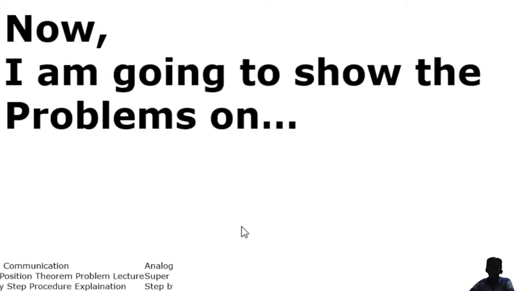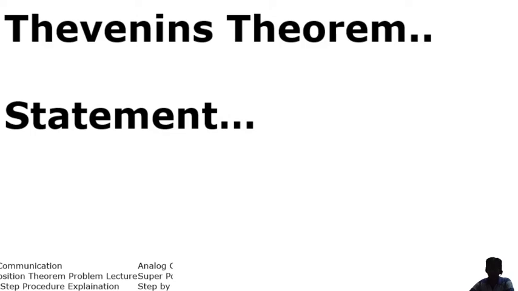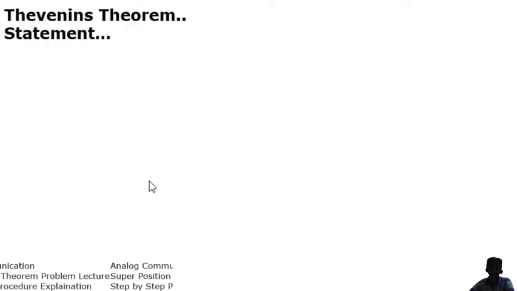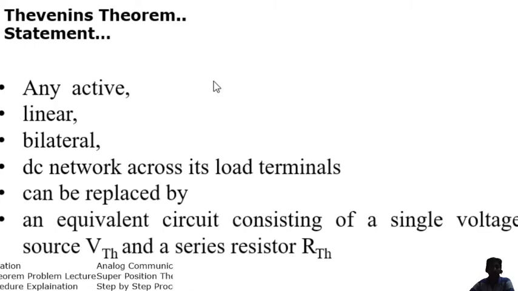Now I am going to show the problems on Thevenin theorem. Before going to explain the problems on Thevenin theorem, all of you should remember the statement of the Thevenin theorem. See, the Thevenin theorem states that any active linear bilateral DC network across its load terminal can be replaced by an equivalent circuit consisting of a single voltage source VTH and a series resistor.